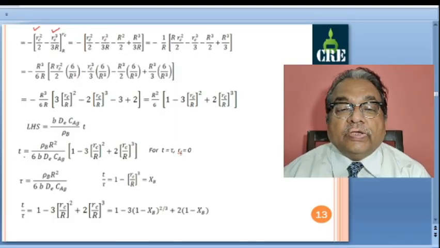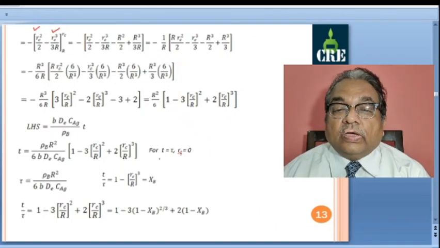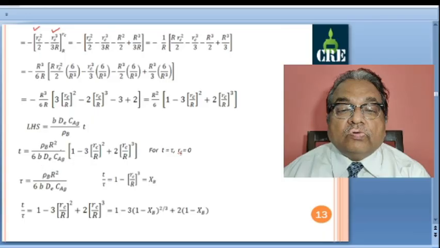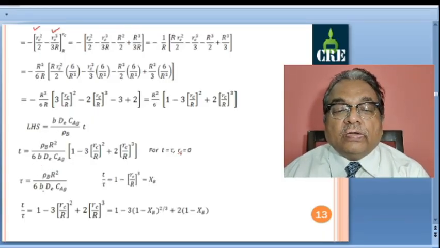This is for any time t, how the radius rc is changing. Again, time required for complete conversion tau, at rc equal to 0. When rc is equal to 0, this becomes 0, this becomes 0, and tau is equal to, simply we get this term outside the bracket, that is rho b r square by 6 b d e cag.